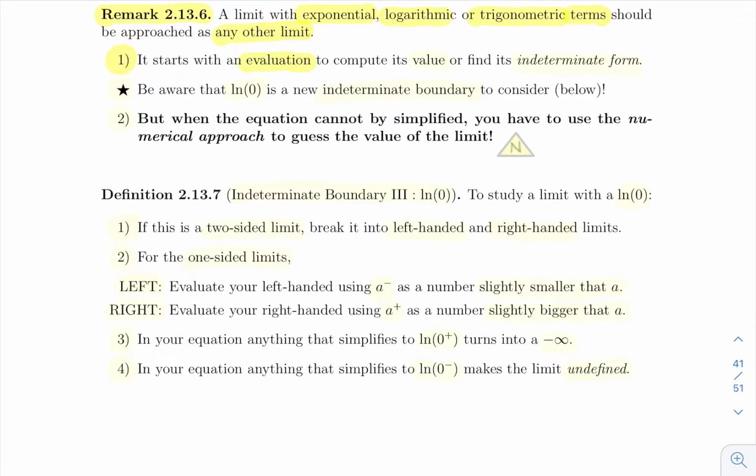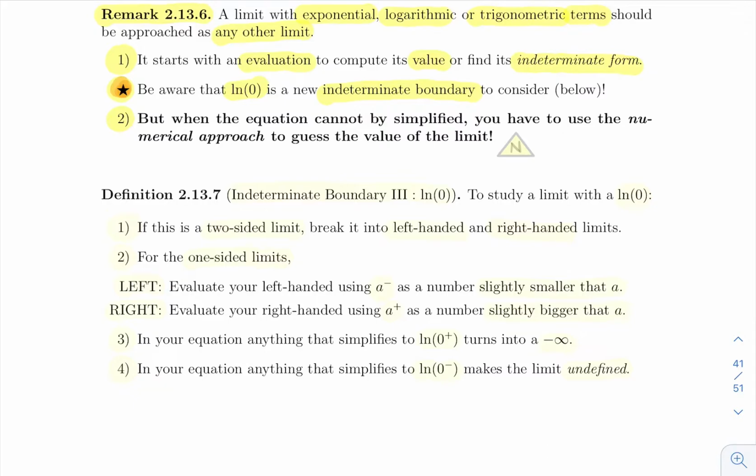You will either get a value, and then the question is over and you smile like an idiot, or you will get one of the bad forms. So be careful though, there's a brand new form. If you get ln of 0, this is the third and last indeterminate form that you need to consider. I'm going to go over the steps in a moment. And if you cannot solve it by using the laws or by algebraic manipulation, then you have to rely on the numerical approach.